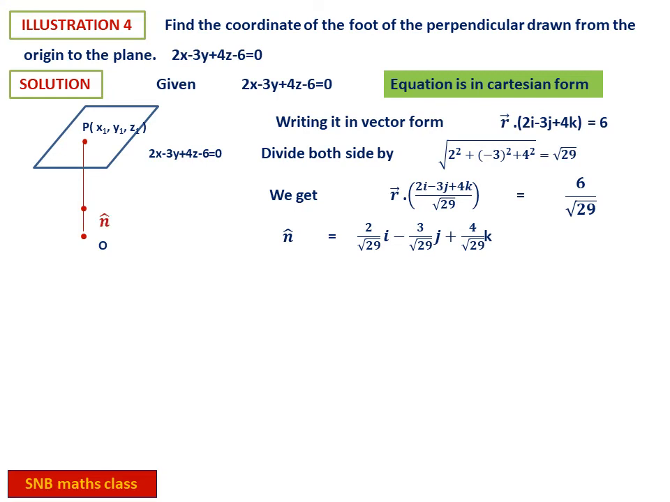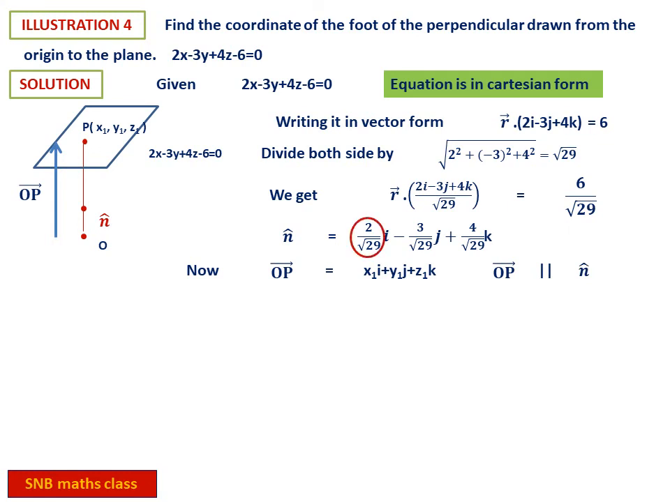You can see in the diagram ON, that is the n cap, the unit normal, along OP. Therefore OP is a vector which will be equal to x1i plus y1j plus z1k. Please note this step very carefully, students. Because P is the point, the position vector of P is OP, that will be equal to x1i plus y1j plus z1k, because P is (x1, y1, z1). Now, this is OP vector. And second, OP is parallel to n, because it is along n only.